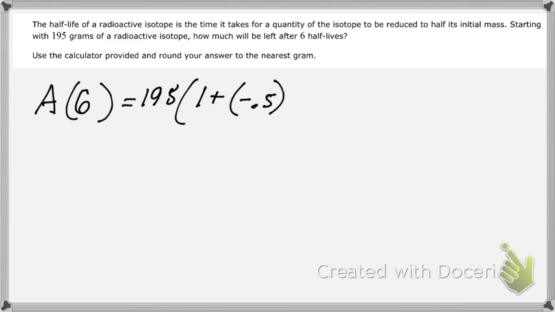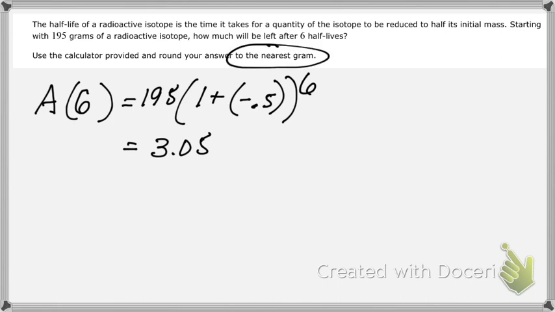1 plus negative 0.5. So just like in the previous problem, where I was adding a negative percentage as it was decreasing, I'm doing the same thing here. I'm adding negative 50%. And how many times am I doing that? 6 times. And down to the calculator key in. And I get 3.05. Rounding to the nearest gram, that'll be 3 grams.